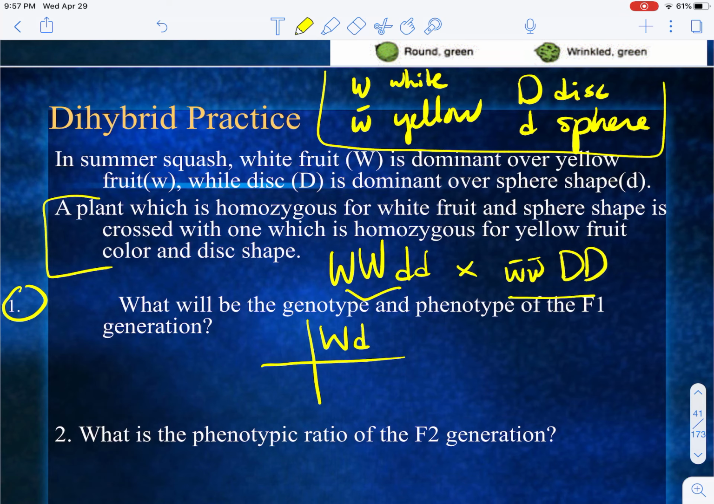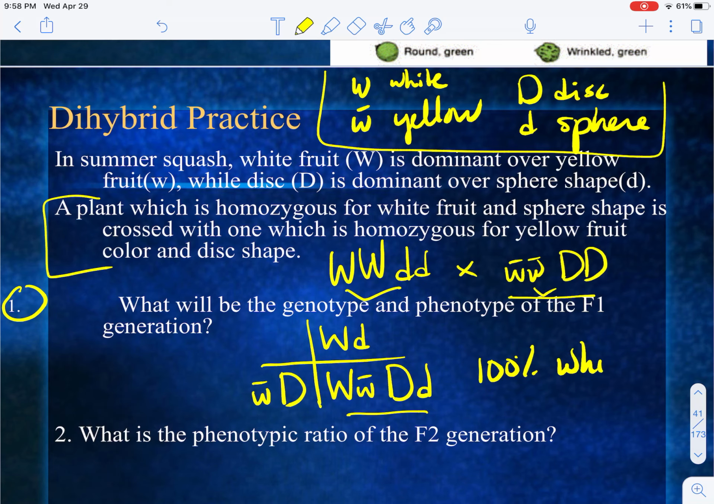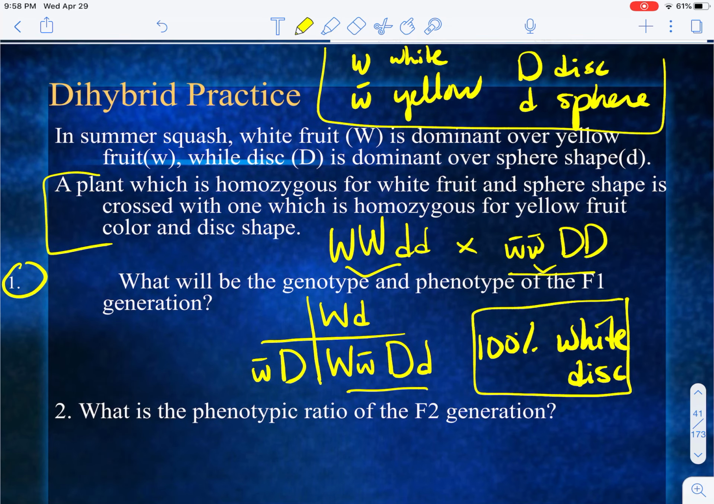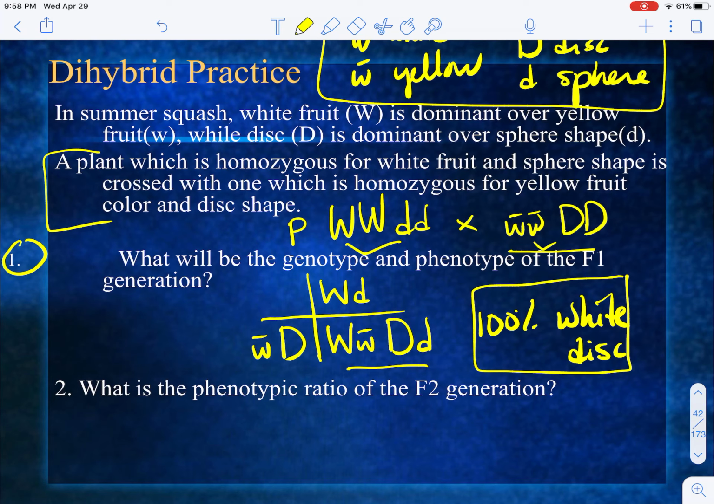So when I look at this parent, I see the only possibility for gametes is to have the big W and little d together. When I look at this individual, the only possible combination of gametes is to have the little w and the big D together. So when I make the offspring for this one, remember, do the dominant first if there is, and dominant first for the D's if there is, and 100% of your babies for question 1 are going to be this genotype, which ends up being white and disc. So 100% white disc offspring. That's the answer.